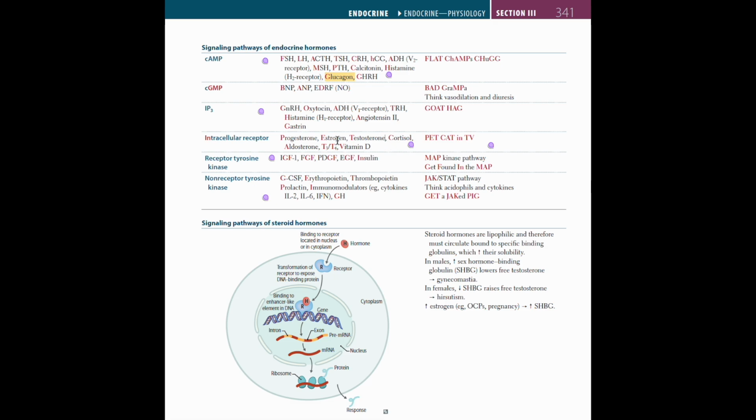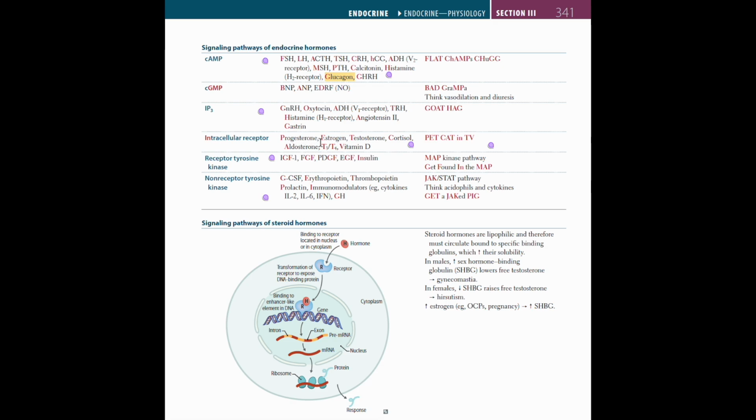Like cortisol, testosterone, estrogen, progesterone, most of us will know that those are going to be intracellular because they're very non-polar hormones. So they'll tend to diffuse through the membrane, as you can see here, bind to receptor, travel to the nucleus, and then act as a transcription factor to increase the transcription of certain genes. But there's some here that are a little less known.